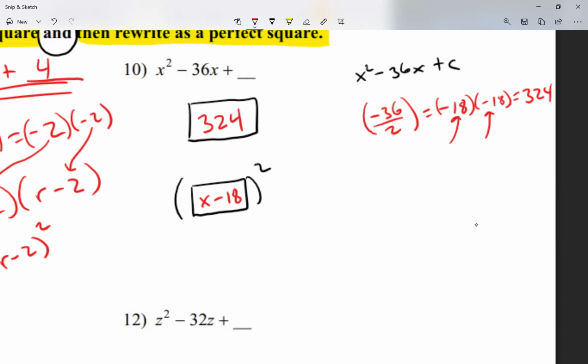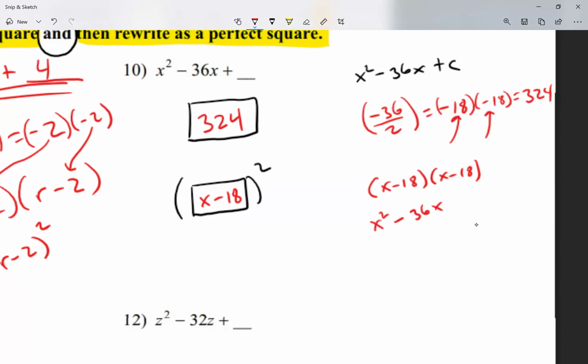In reality, what I'm saying here is that x minus 18 times x minus 18, so x minus 18 all squared, if we multiply it, it will give us x squared minus 36x plus 324. Feel free to pause the video and check it. You guys will go x times x, x times negative 18, negative 18 times x, and negative 18 times negative 18. Combine your like terms, and you guys will see that you do finish with x squared minus 36x plus 324.